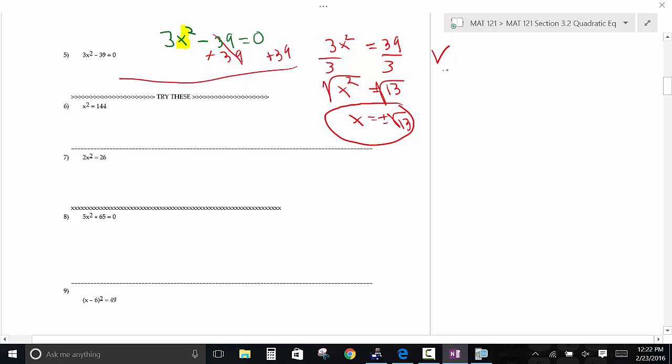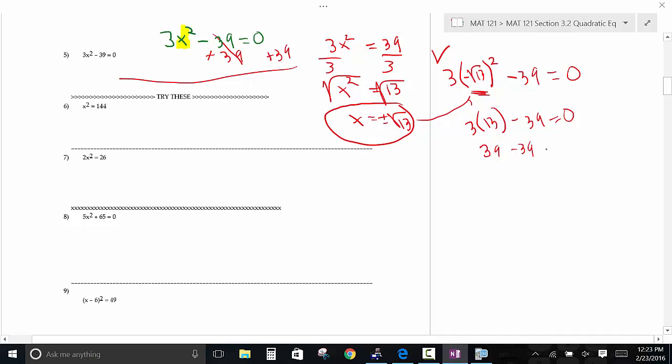So if you were going to check your answer, you're checking 3x squared minus 39 equals 0. So if you plug the answer in, and let's just plug in the negative one like this. Okay, what happens to this piece right here? When you square this radical, what happens to that part right there? Radical comes off. Remember, if you square a radical, square root, it comes off. So that's just going to be 3 times 13 minus 39 equals 0. Now that's going to be 39 minus 39, so that's equal to 0.